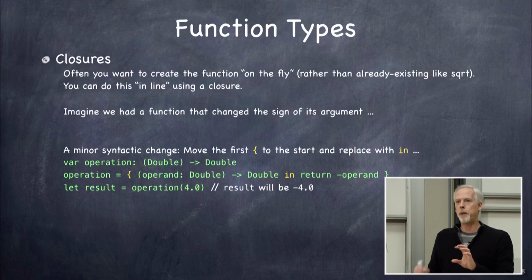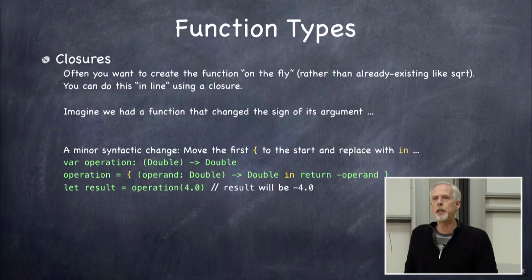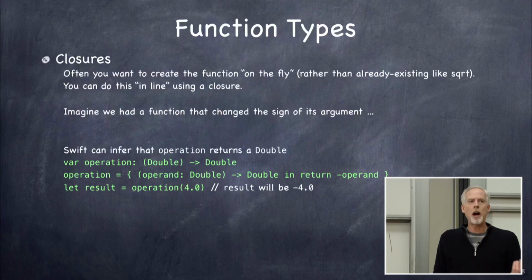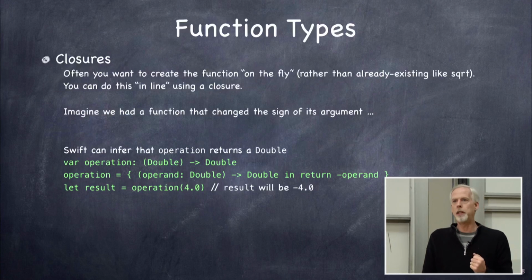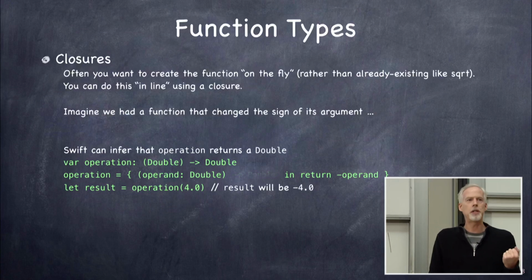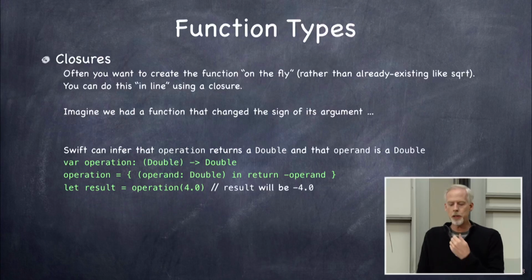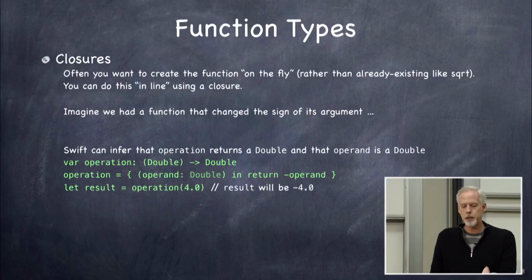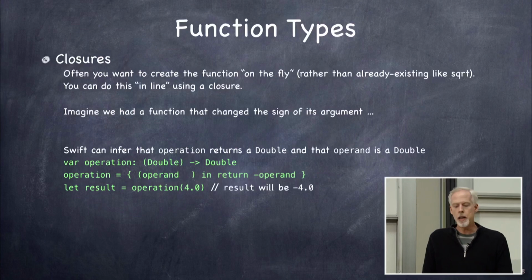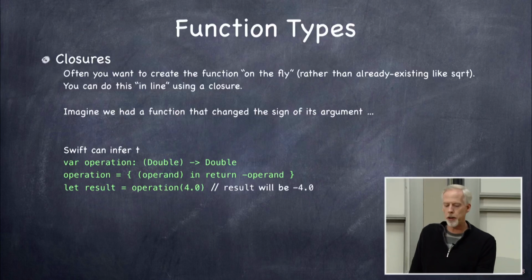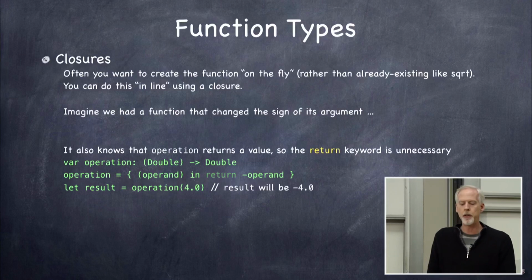But it gets much better than this because we have type inference in Swift. And Swift can absolutely go to town here because it knows a lot about what's going on here. For example, Swift knows that this operation thing returns a double. It knows that. So you don't need to say returns double there. So just take that out. It also knows that the operand is a double. Okay? So you don't need to say that that operand is a double. You can take that out. Right? It also knows that this function returns something, so you don't need the keyword return minus operand there, so we can take that out as well.